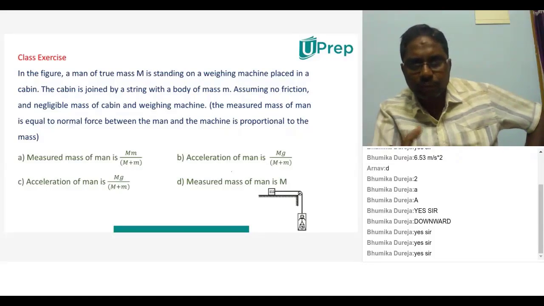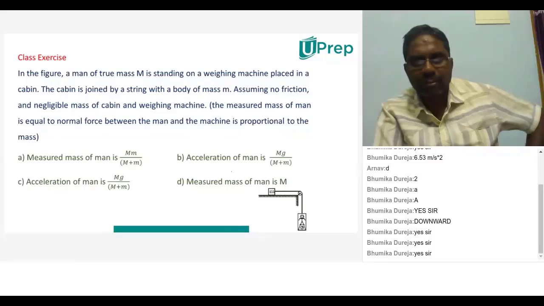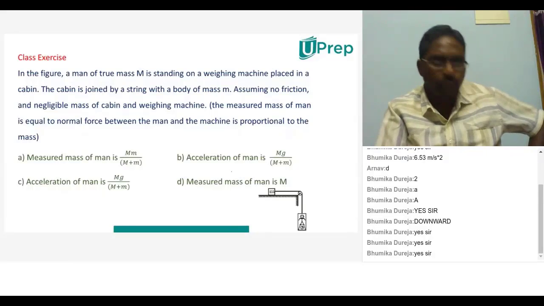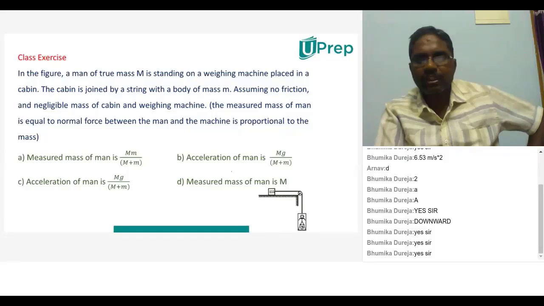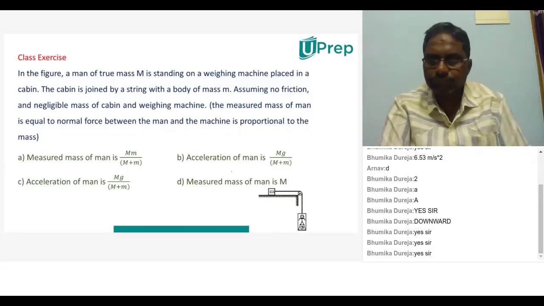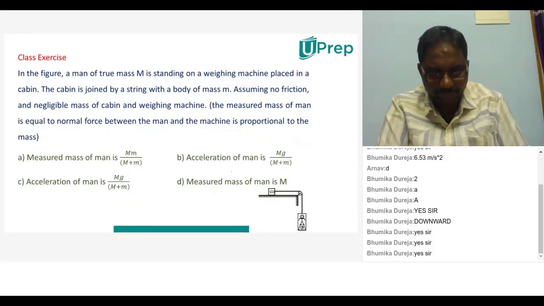As you already know, two options are there here. The measured mass of the man and the acceleration, both you have to calculate. So how do you calculate? Think and calculate. I will give you 2 minutes of time, and then you have to say the answer.